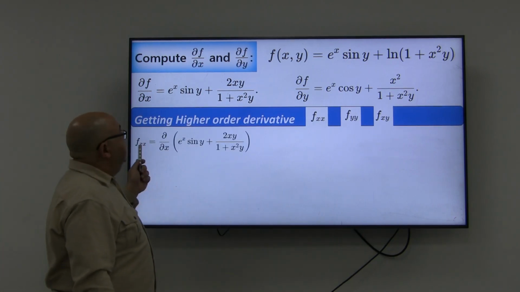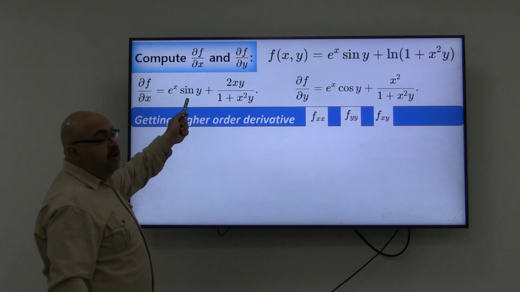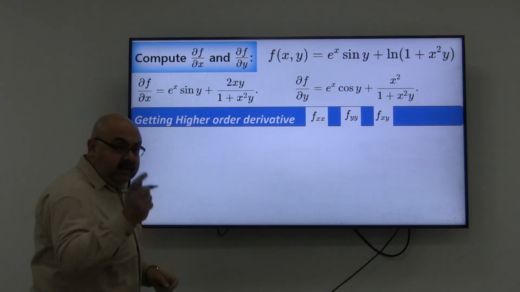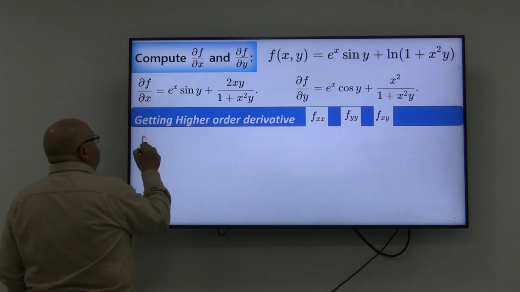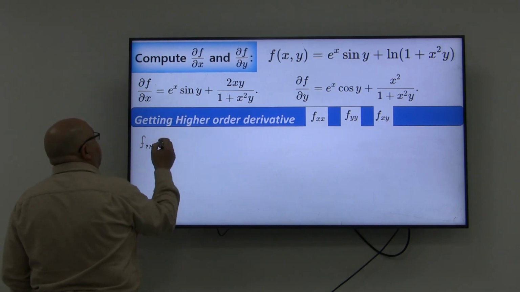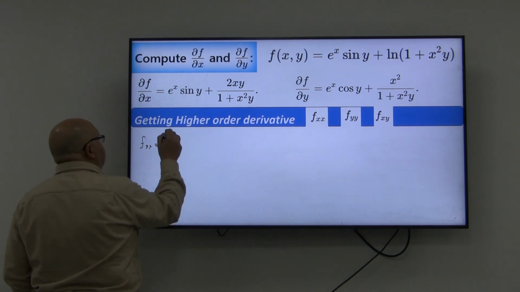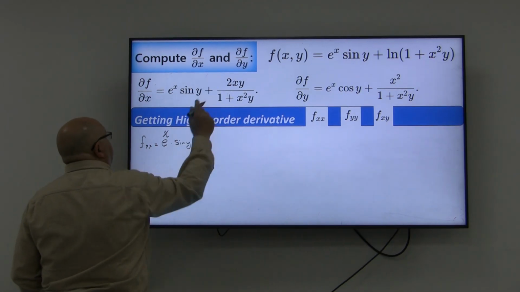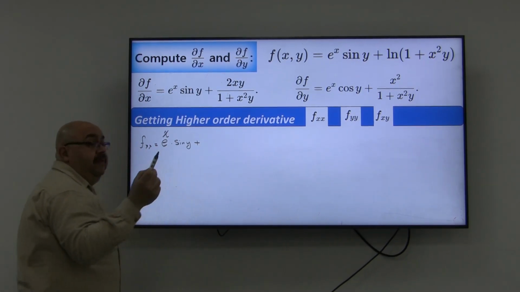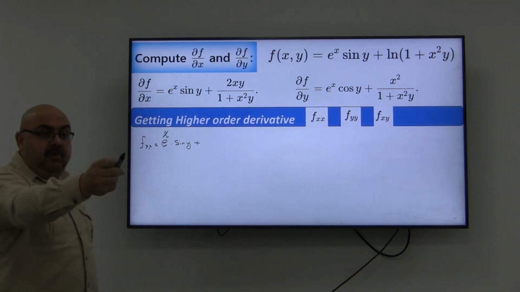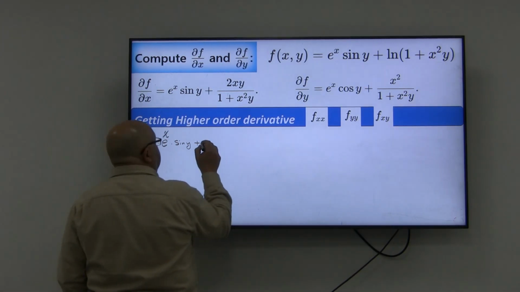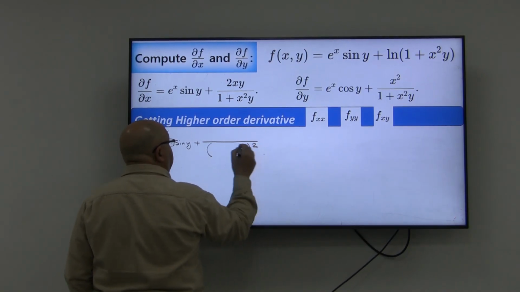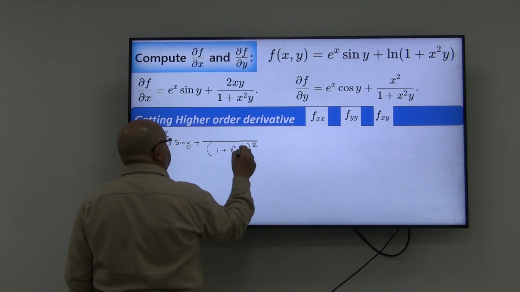If I want to find f double x, all I have to do is differentiate this with respect to x a second time. It's going to be e to the power of x, the derivative is e to the x, times sine y. That's the first part. I'm going to the second part, but in this case I have two functions divided by each other. What's the law? Do you remember the law? The denominator will be to the power of 2, so it's going to be 1 plus x squared y.